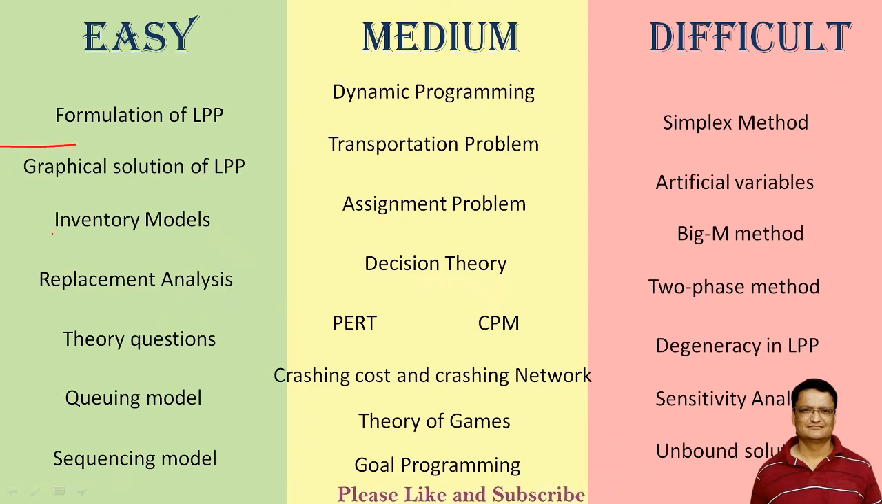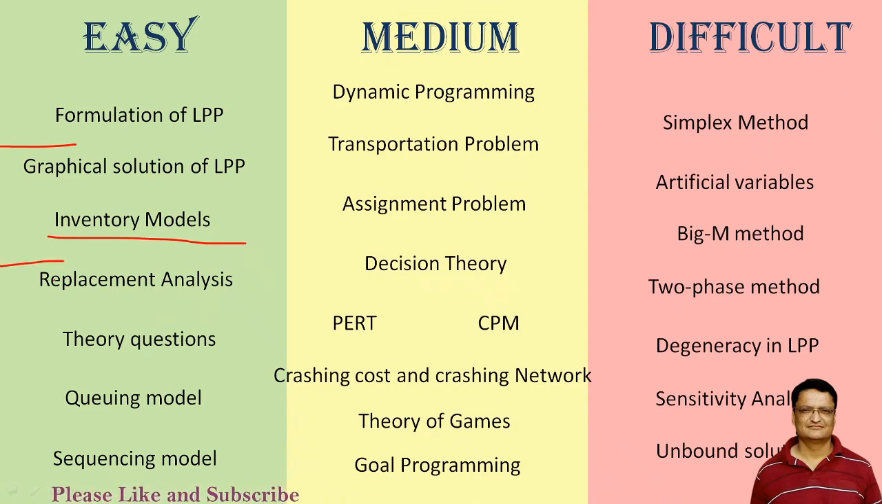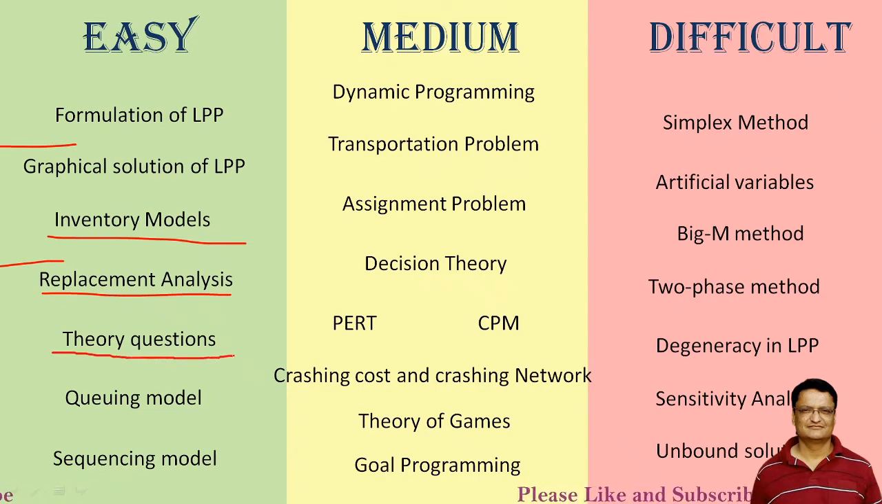Now inventory control is very easy stuff you can start with. Replacement analysis, again very easy stuff you can start with. Theory questions: many university papers have some theory questions and you can opt for those, but I will recommend that instead of theory questions you focus on the numericals, because they will guaranteedly give you maximum marks. Theory questions may give you some average marks. Then the queuing model is very simple; you need to remember a few formulas and you can score full marks. The sequencing model is a very easy thing to go for.